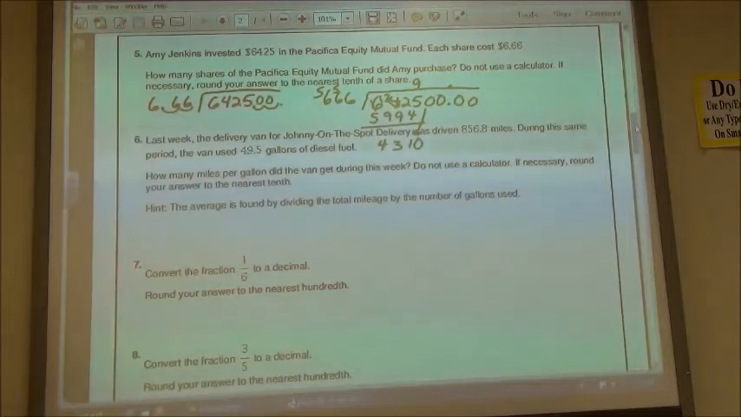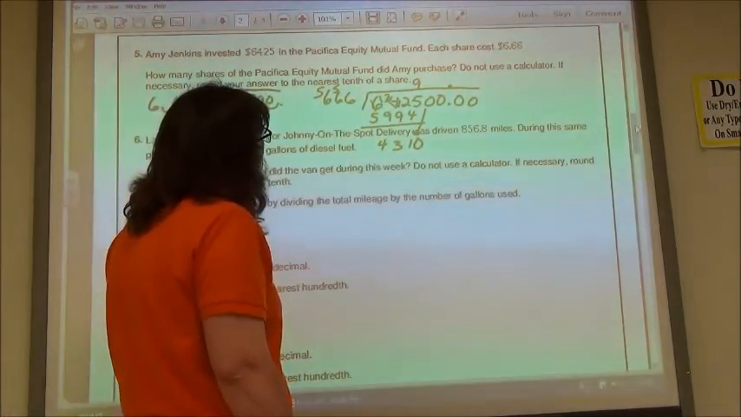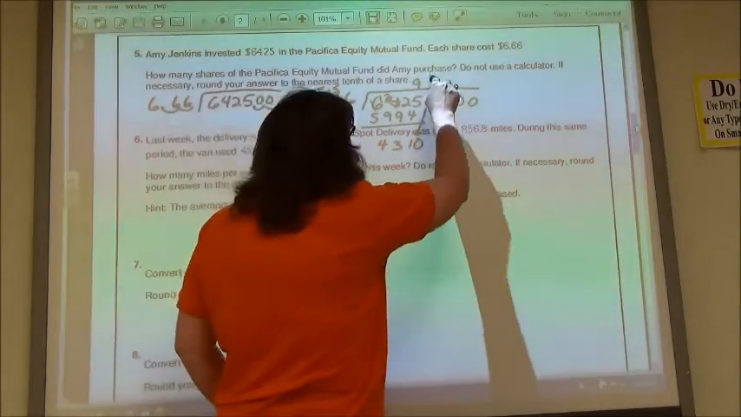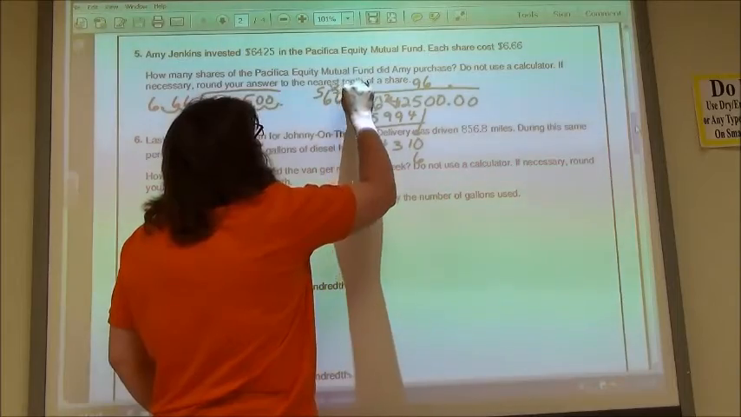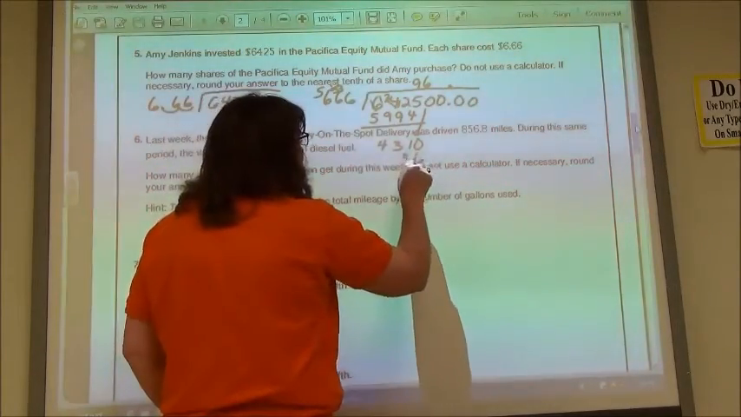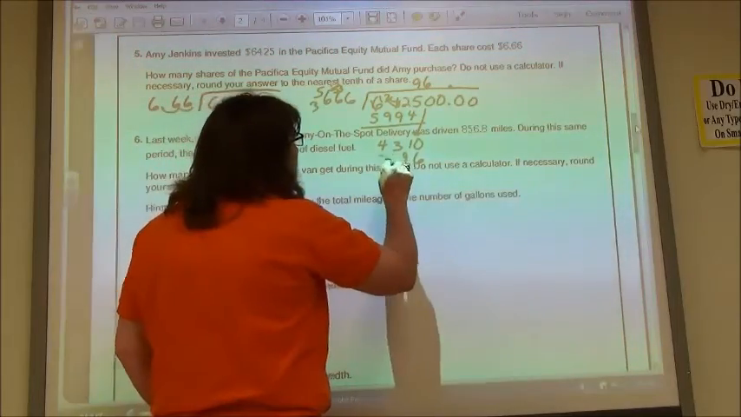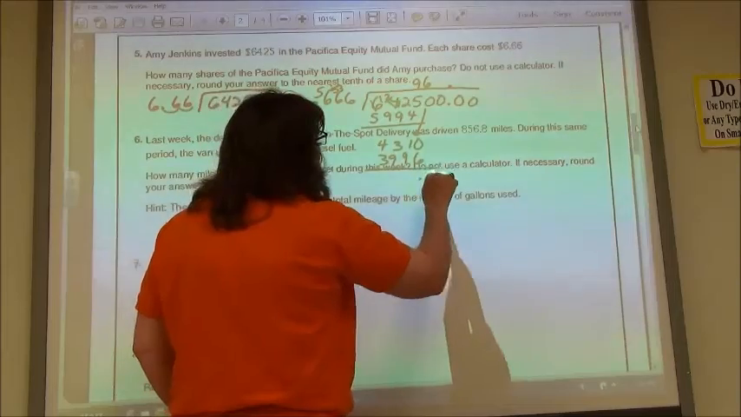666 into 4,310. Let's see, 6 would go in there about 6 times. Let's try 6. 6 times 6 is 36, 6 times 6 is 36, 37, 38, 39. 6 times 6 is 36, so I'm going to get 39 again. And if I subtract here, I get 4.